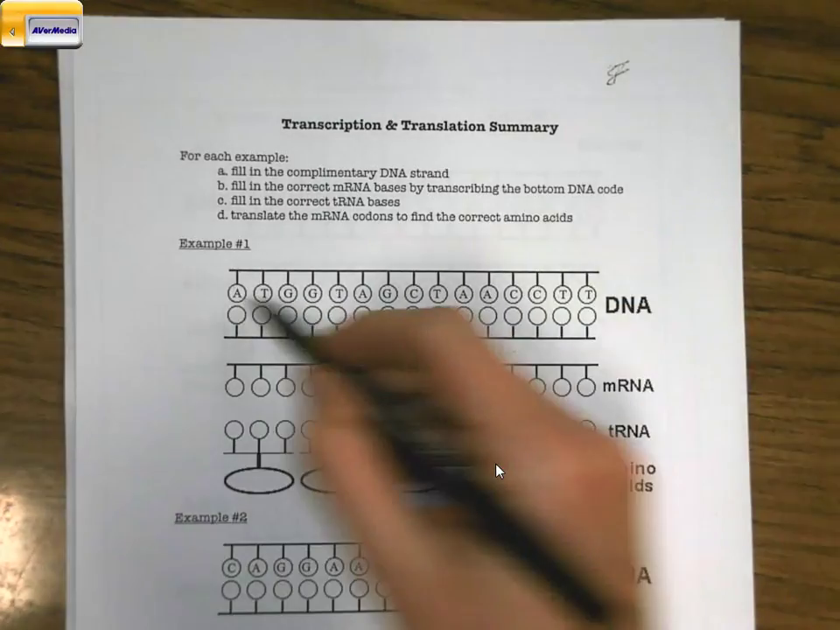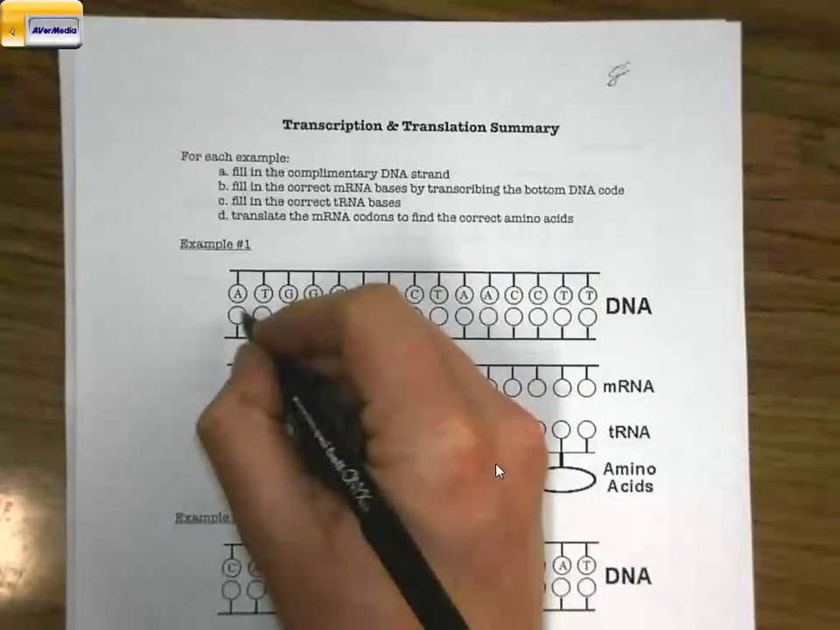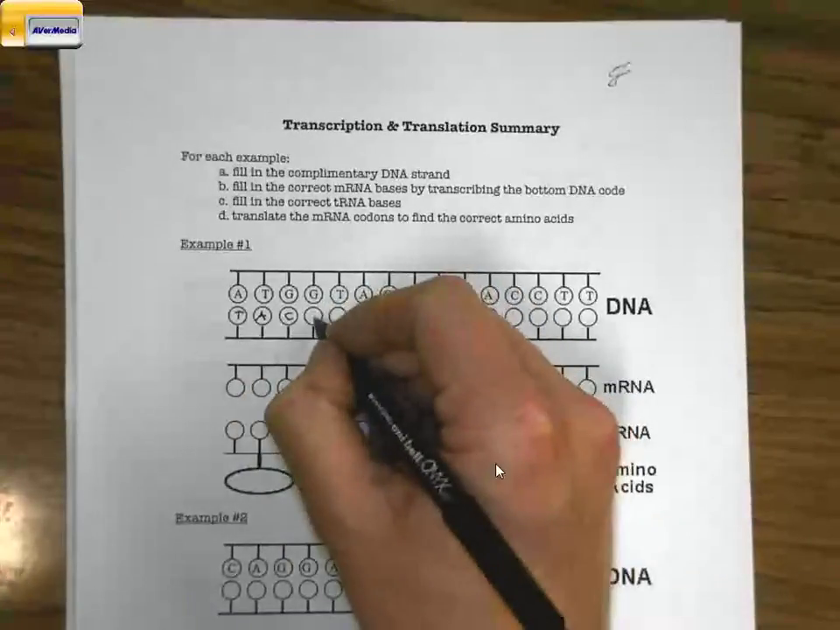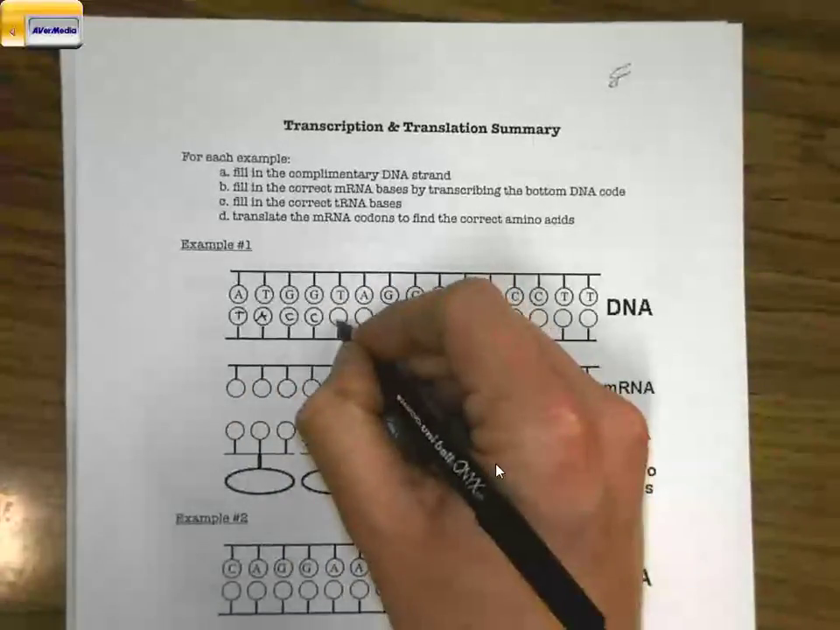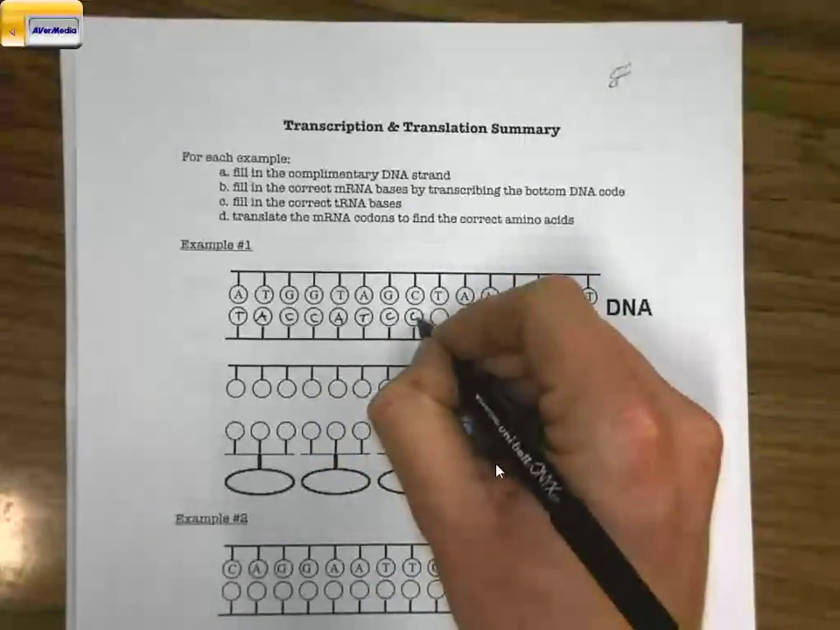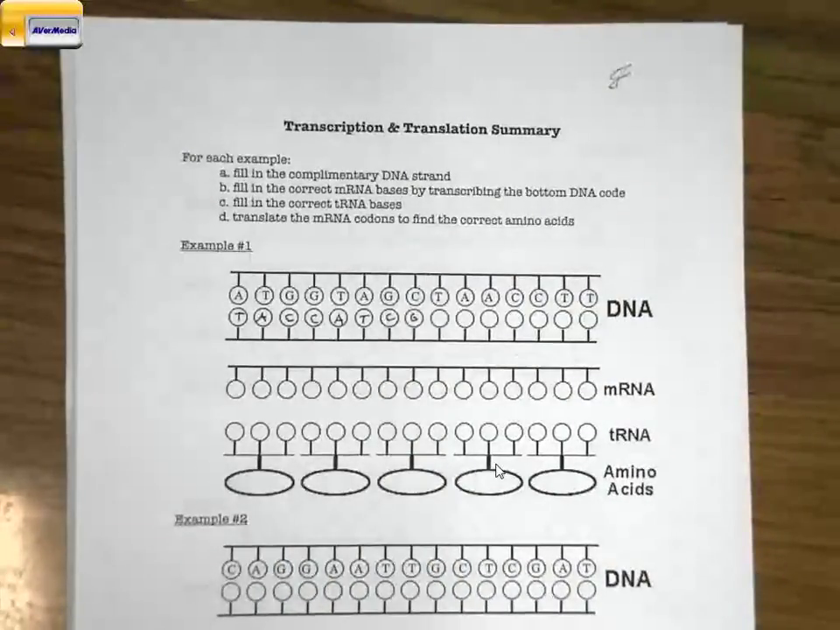Right? First part, you're going to do DNA replication, where A goes to T, T goes to A, G goes to C, G goes to C, T goes to A, T, C, G, and so on.